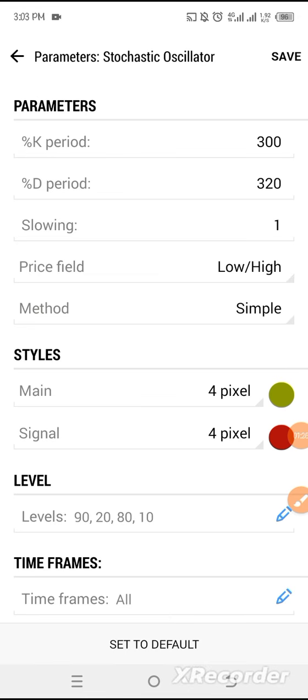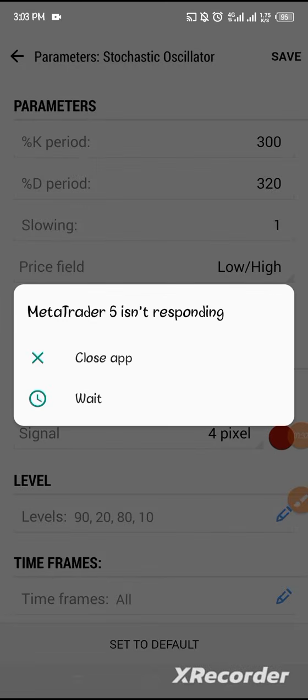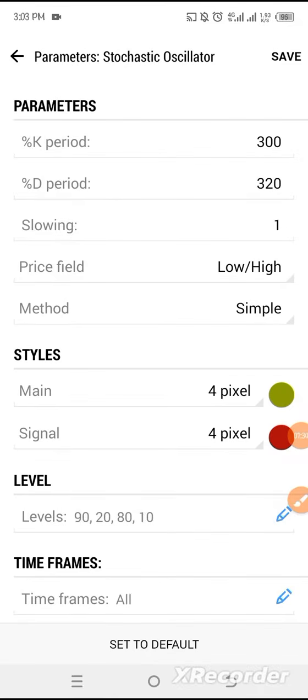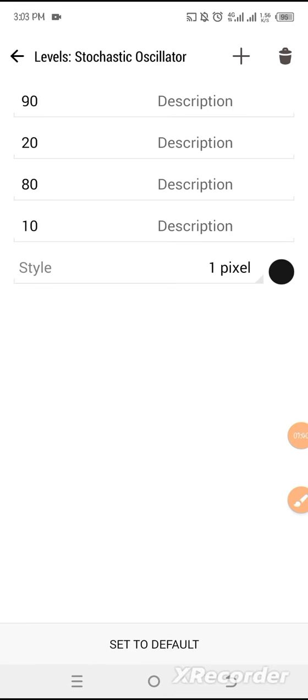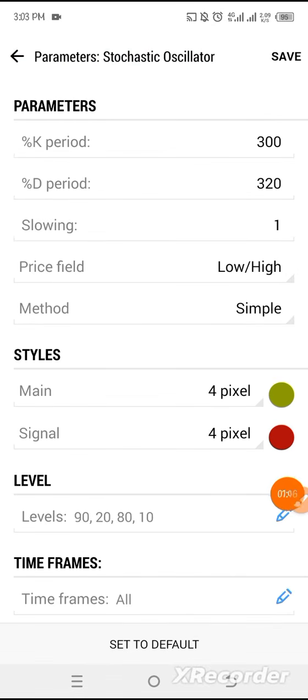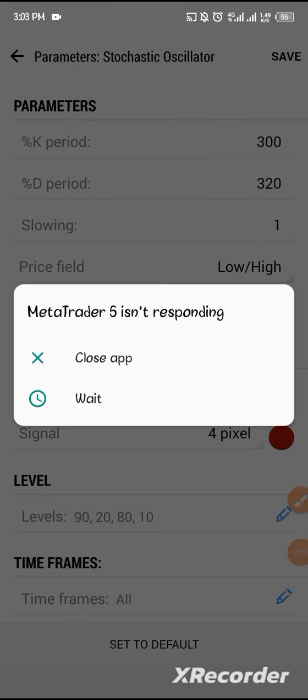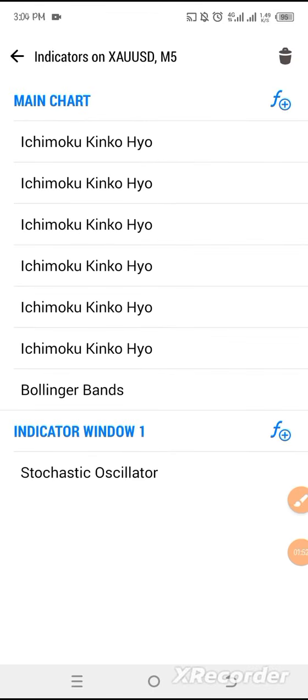Here are the settings of the stochastic. K percent period is 300. D percent period is 320. Slowing is 1, and then these are the levels: 90, 20, 80, and 10. Any color of your choice, and any color of your choice around this place as well. Then you click done. Guys, this is how your chart will look.